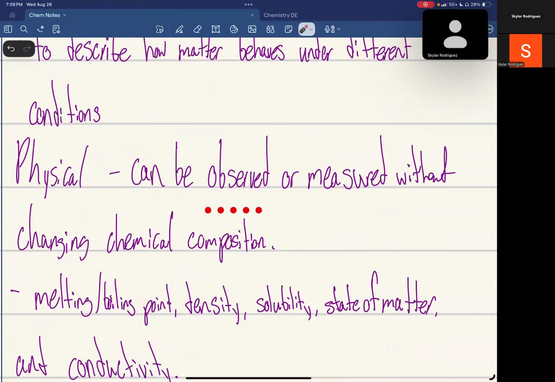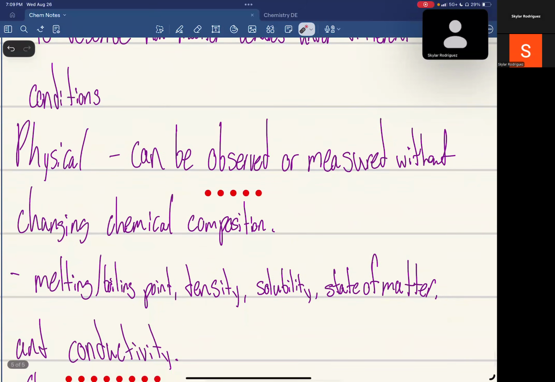This includes melting and boiling point, density, solubility, which is how well a solute dissolves in a solvent, where the solute is the substance that gets dissolved, and the solvent is the substance that does the dissolving. So think of this as the solute being salt and the solvent being the water. Then state of matter and conductivity of heat or electricity.